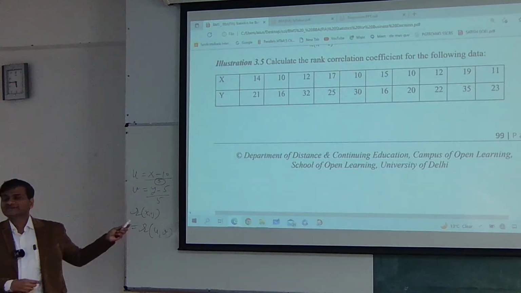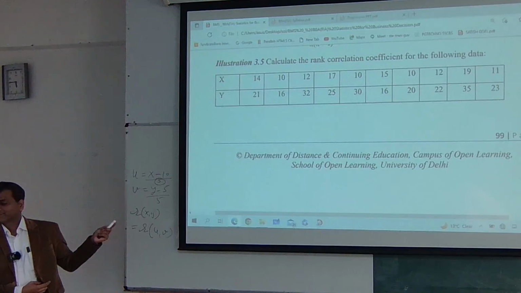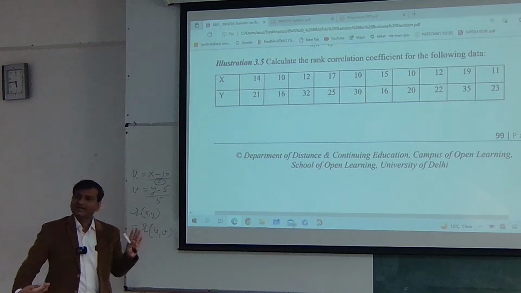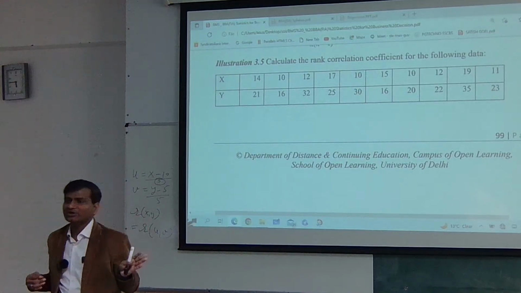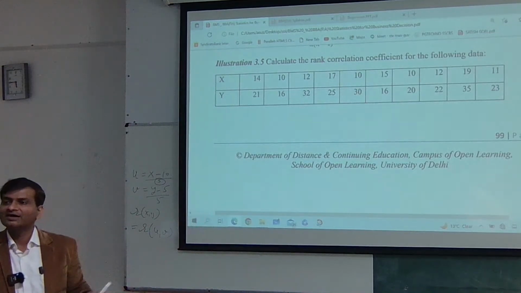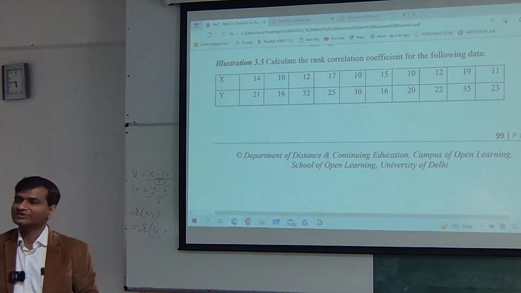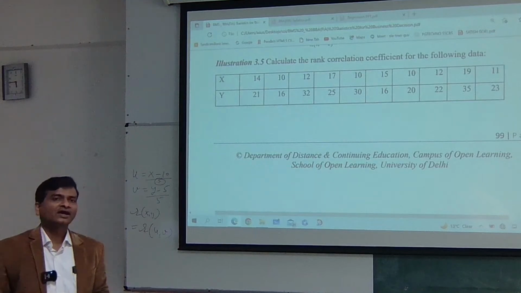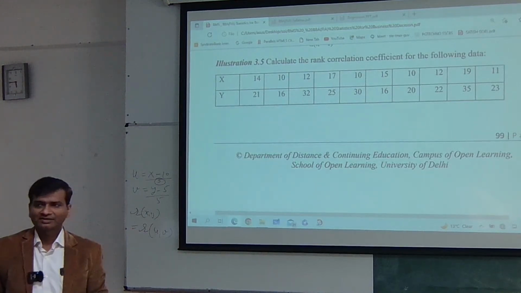So you can see this is the data, and you have to calculate the rank correlation. You may be asked to calculate the rank correlation, or you may be asked to find the Spearman's correlation coefficient. One and the same thing. Spearman's correlation coefficient or rank correlation, एक ही बात है.